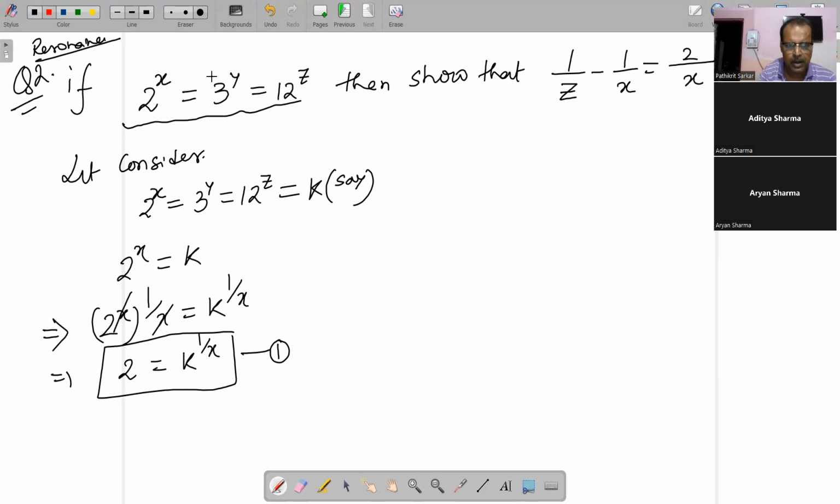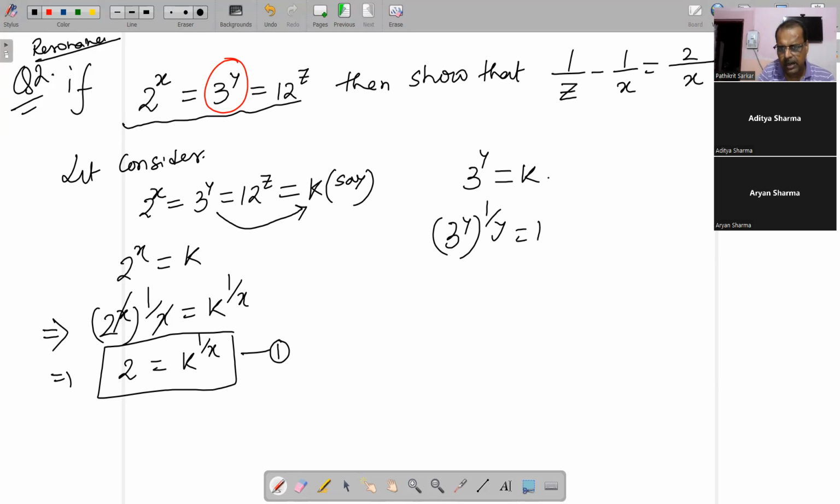अभी 3 को पकड़िए, इसको पकड़ा सर। यहाँ पर लिखिए 3 to the power y is equal to k. आपने लिखा था 3 to the power y is equal to k. Already you have written. So यहाँ पर भी 3 to the power y के ऊपर 1 by y करके you can write down k to the power 1 by y. So ये y काट दो. So ultimately it comes down to 3 is equal to k to the power 1 by y. This will come. So this is your equation number 2.